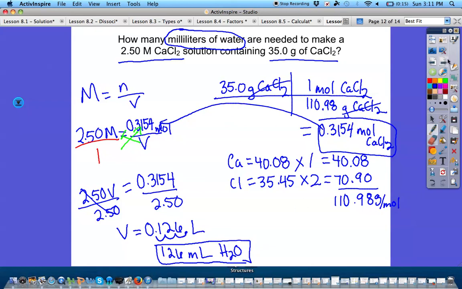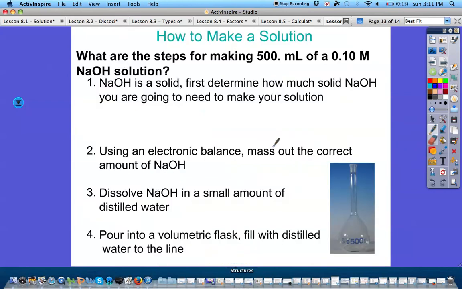Okay. So how to make a solution? There's 4 steps that you're going to need to make a 500 milliliter solution of a 0.1 molar sodium hydroxide. The first thing you need to know is that sodium hydroxide is a solid, and you first need to determine how much solid sodium hydroxide you're going to need. So we're going to do another calculation.